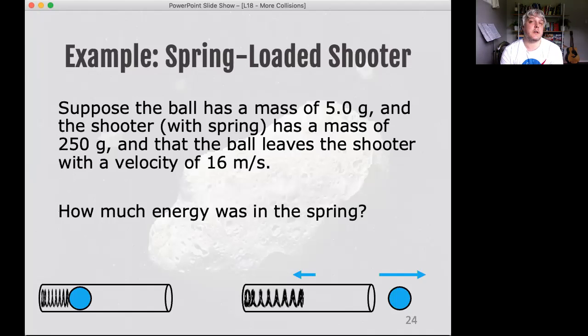Well, we know that initially the momentum is 0 because it was all at rest. And then the ball leaves with the speed that we've been given. We never actually stated the shooter was at rest, but we've been told that it leaves the shooter with a velocity of 16 meters per second. We can assume, since it wasn't mentioned, that it starts with no velocity at all. So both objects combined have no velocity. Afterwards, that ball has a velocity.